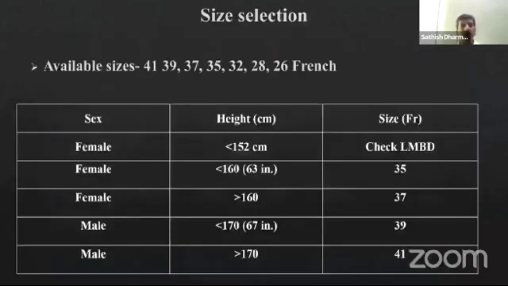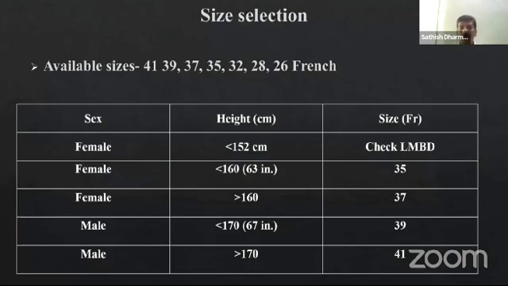Yes, you have selected the DLT, but now you need to select the size. As a standard, we all know for the female patient, when they're less than 160 centimeters, 35 French, more than 160 is 37. For male, less than 170, 39, and more than 170, 41. But most of our Indian patients are short, less than 150 centimeters. So what size, whether you go for 35, 32, or something else.